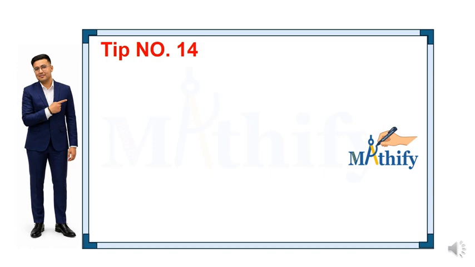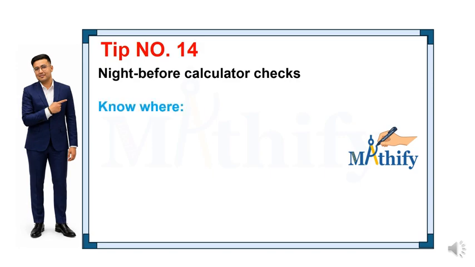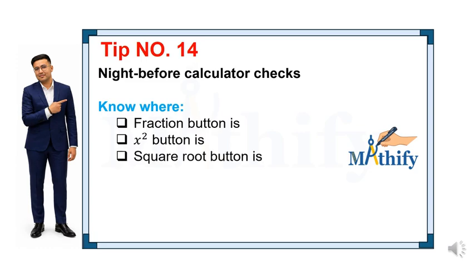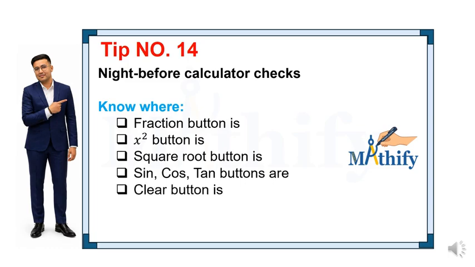Tip number 14. Night before calculator checks. You need to know where the fraction button is, the x squared button is, the square root button is, where the sine, cos, tan buttons are, and where the clear button is.